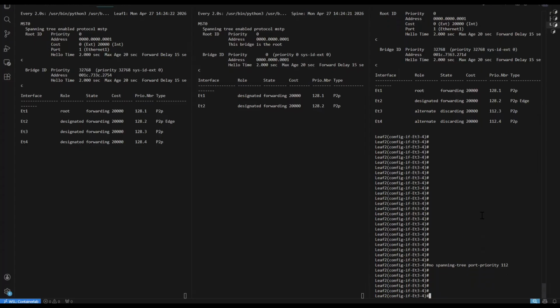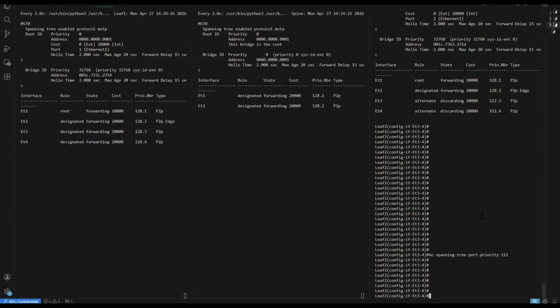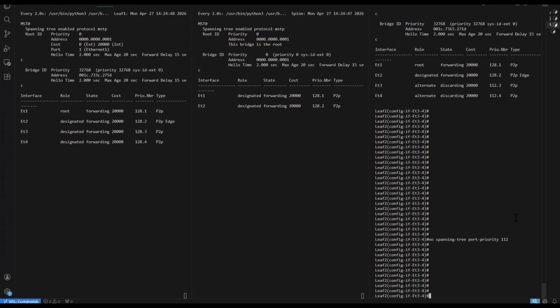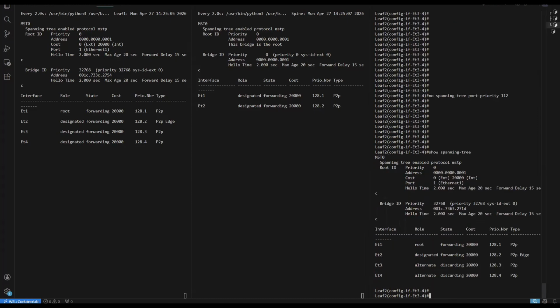Okay, now what I'm going to do next is the alternative port. If one side is designated, the other side has to be either root or alternative. Since the root port is already elected, the other should become either designated or alternative in this segment. So there is no need to look at the alternative ports, because whoever loses the election will become the alternative port, and they will be discarding. You can see that the alternative port will be discarding. So show spanning tree.